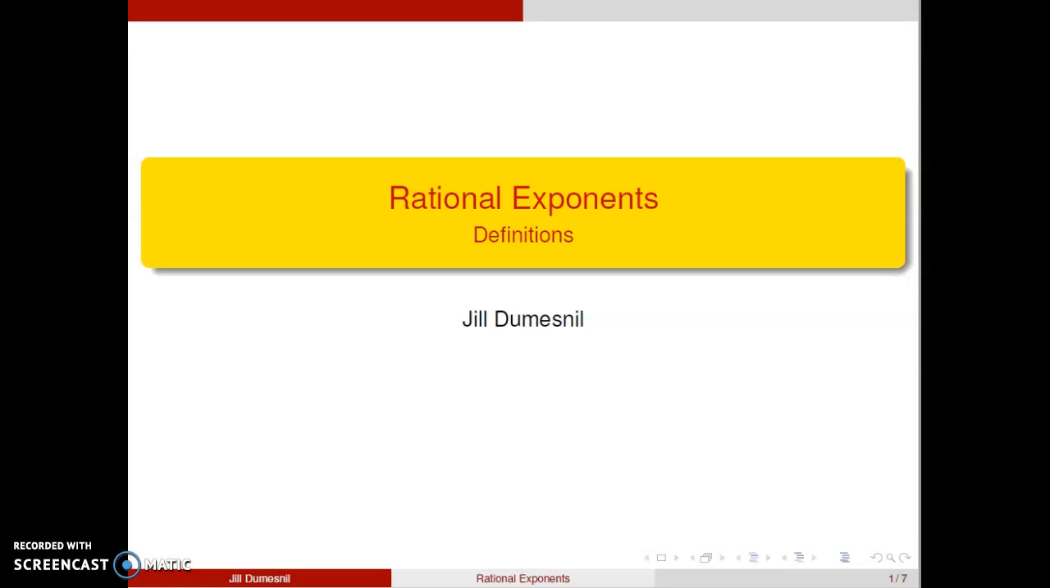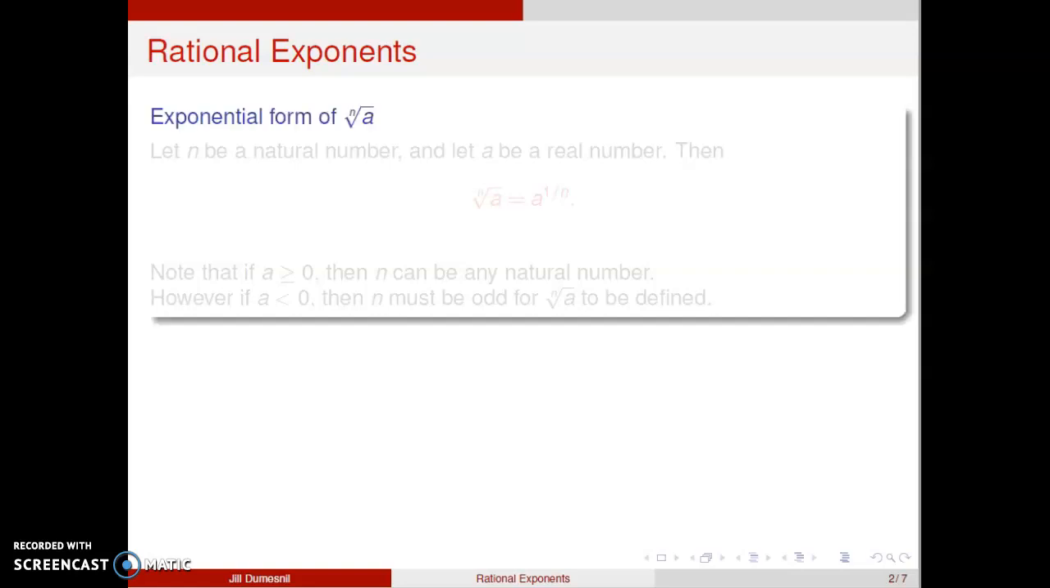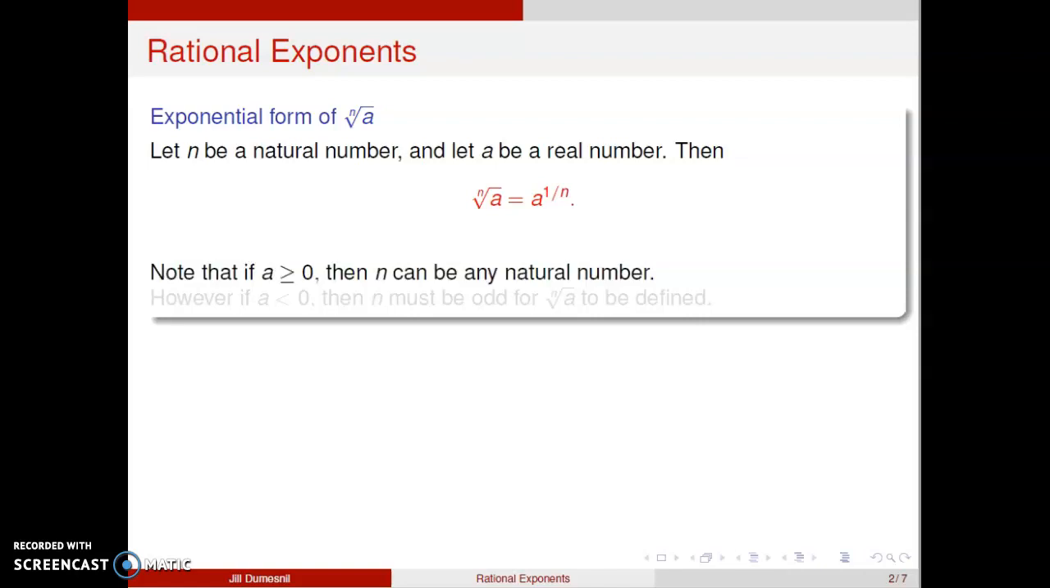Let's define and discuss rational exponents. Rational exponents are another way to express radicals. For the natural number n and the real number a, the nth root of a can also be expressed as a to the 1 over n power. We have to be careful about the sign of a when the index n is even.